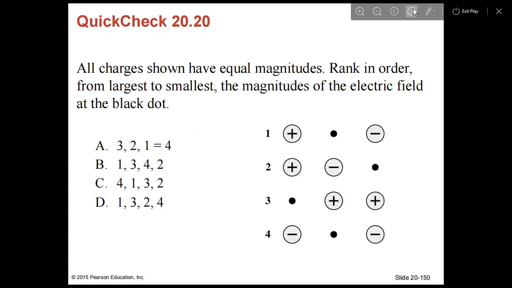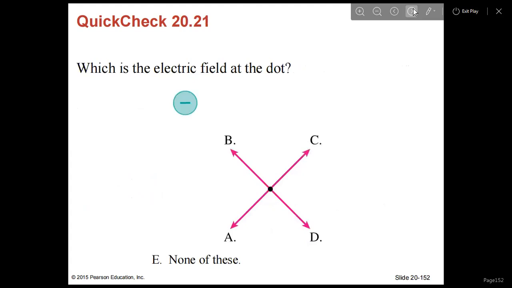Now all charges shown have equal magnitudes. Rank in order from largest to smallest the magnitudes of the electric field at the black dot. So the result will be 1, then 3, then 2. Which is the electric field at the dot? So actually B. You have to remember this.